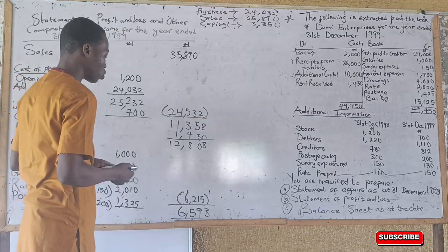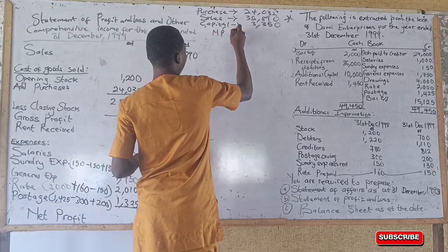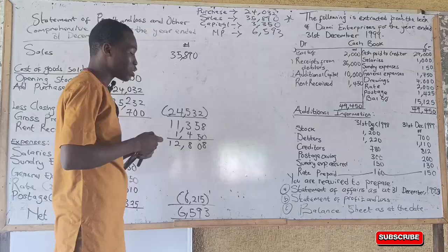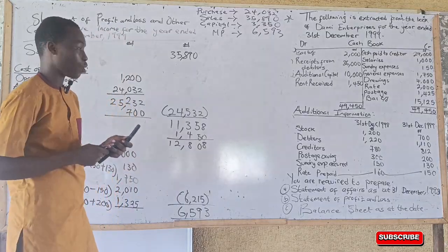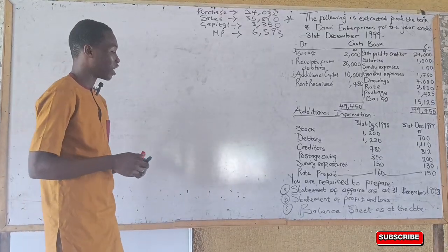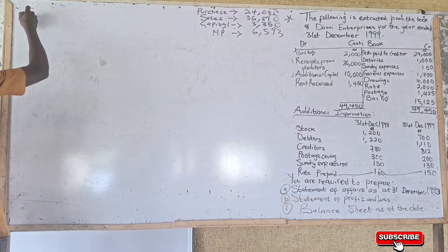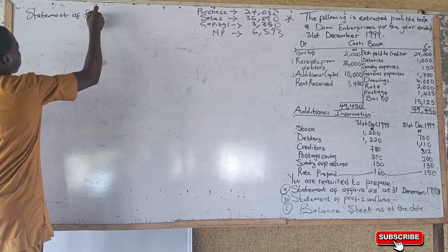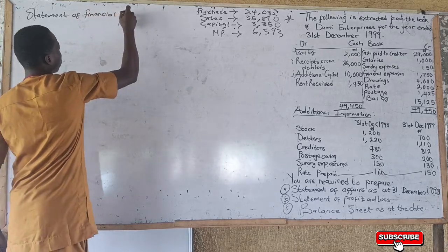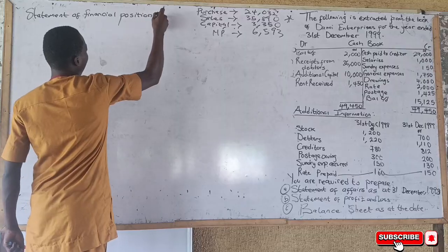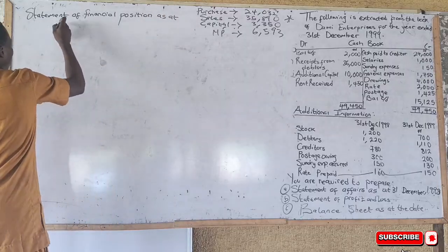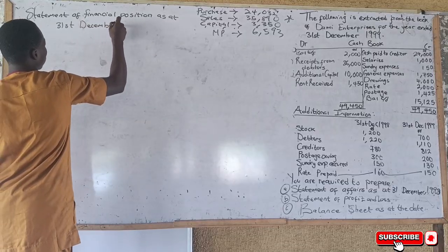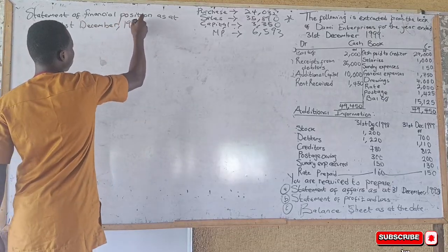Net profit for the year is 6,593. So the last part there is to prepare the statement of financial position. Let's write that out: statement of financial position as at 31st December 1999.